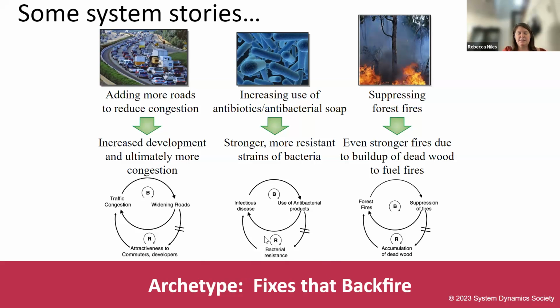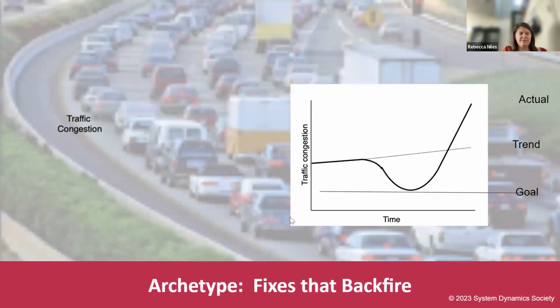Here's your solution, and these are the side effects. I've just shown it here for you guys. As traffic congestion goes up, widening roads goes up, which causes traffic congestion to go down. So in the short term, again, lashing out, solving the problem, just like Bob and the Domino Man.